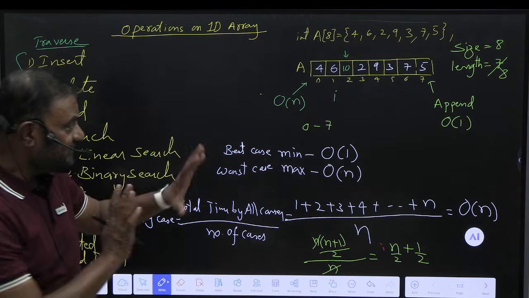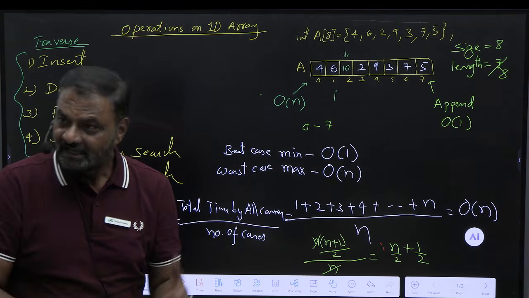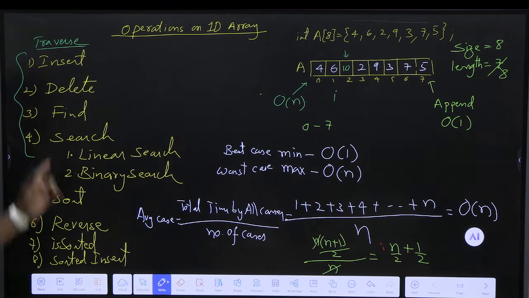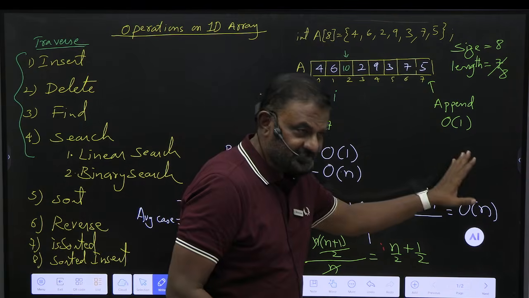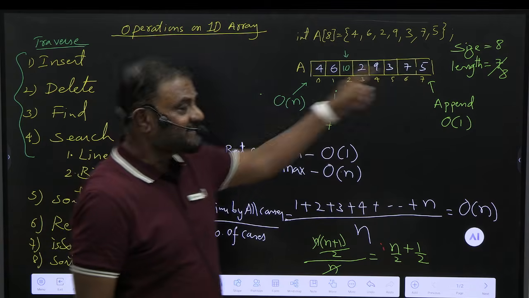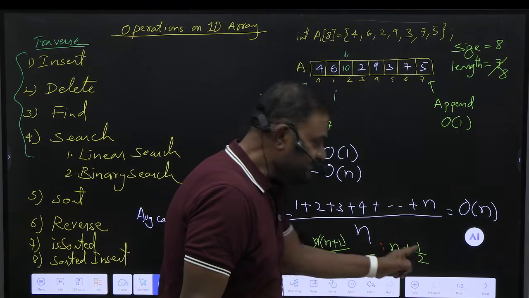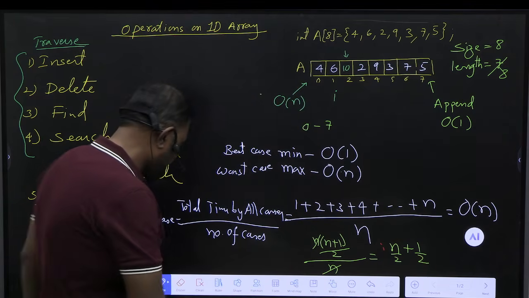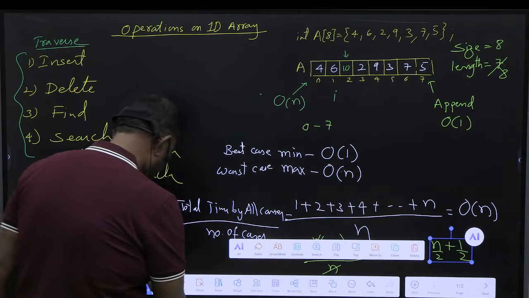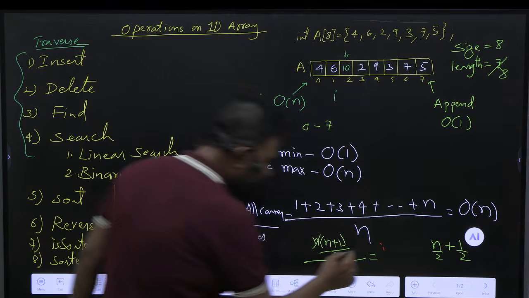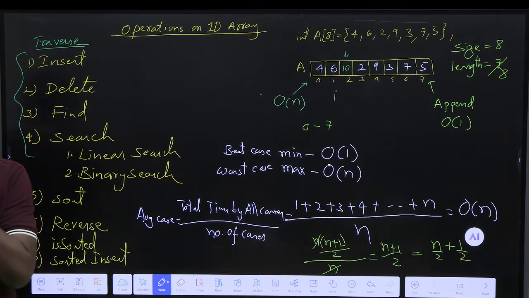Now listen, here we have analyzed the time in detail upon insertion only. Now the same thing we will do for all of these. You should keep this in mind: whenever you are performing an operation upon an array, on this side is best case, on this side is worst case, and on average also it's n into n plus 1 by 2, that is nothing but order of n only.